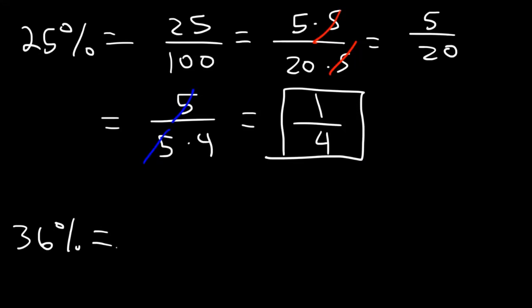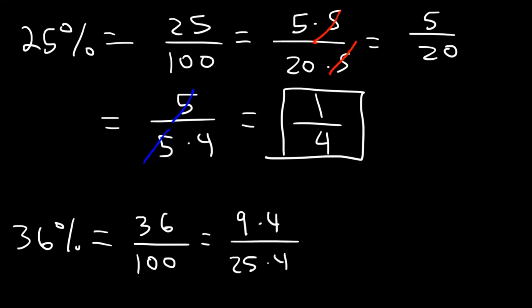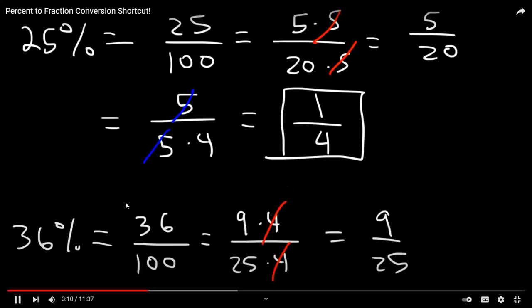Now, let's do the same thing with 36%. Let's write it as 36 over 100. Now, 36 is 9 times 4. 100 is 25 times 4. So we can cancel a 4, and we're left with just 9 over 25. And that's the answer. So 36% is equivalent to this fraction.